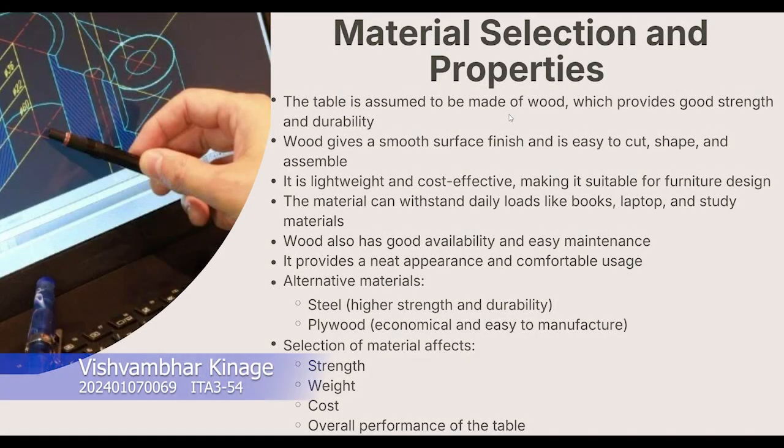Now I will explain the material selection and the methodology of our table design. First, talking about the material, we selected wood because it provides an excellent combination of strength, durability, and affordability. It also gives a smooth and clean finish, which improves the overall look of the table. Another important point is that wood is lightweight, so the table is easy to move but still strong enough to handle daily items like books and laptops. It is also easily available and low maintenance, which makes it very practical. Although materials like steel and plywood are available, wood gives the best balance for our design.